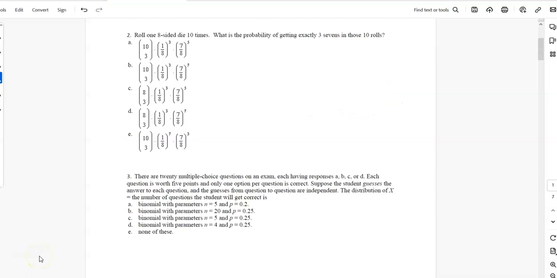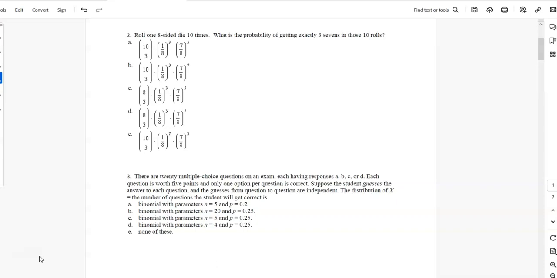Okay, so this one says roll one 8-sided die 10 times. What's the probability of getting exactly 3 sevens in those 10 rolls? So this seems binomial. Let's just check. Binomial means success or fail. Rolling a 7 is success. Anything else is a fail. They seem independent, each die roll. The number of trials is fixed, 10 times, and the probability is fixed as well.